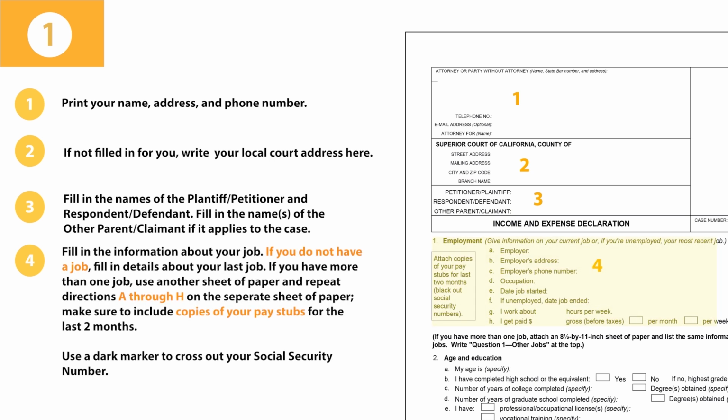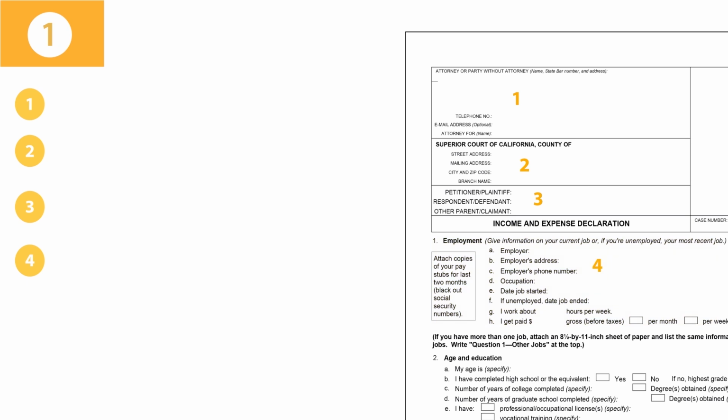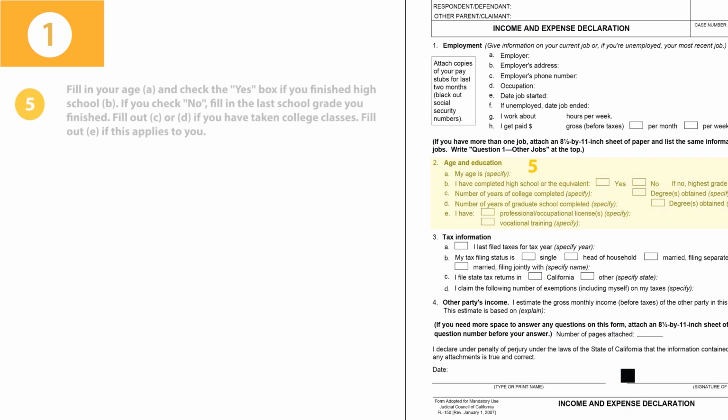Fill in the information about your job. If you do not have a job, fill in the details about your last job. If you have more than one job, use another sheet of paper and repeat directions A through H on a separate sheet of paper. Make sure to include copies of your pay stub for the last 2 months. Use a dark marker to cross out your Social Security number. Fill in your age and check the yes box if you finished high school. If you check no, fill in the last school grade you finished.